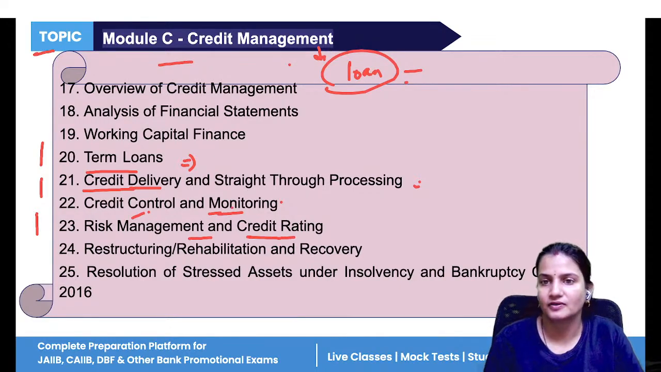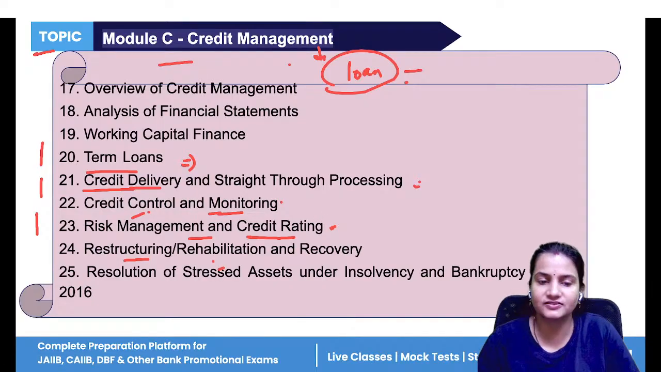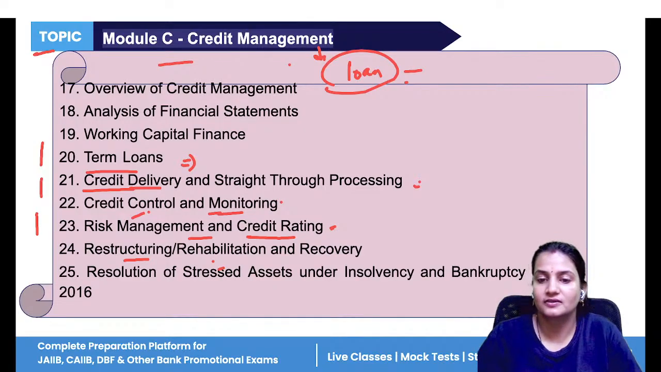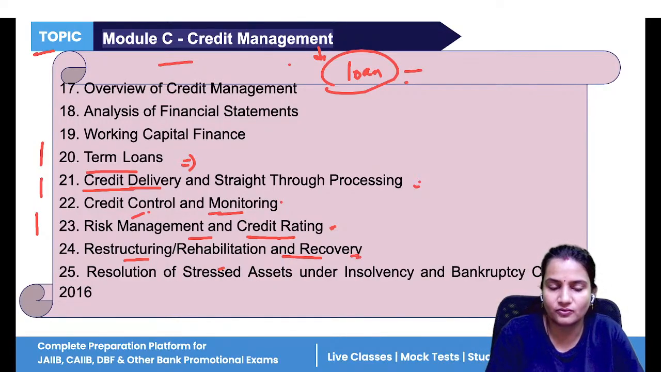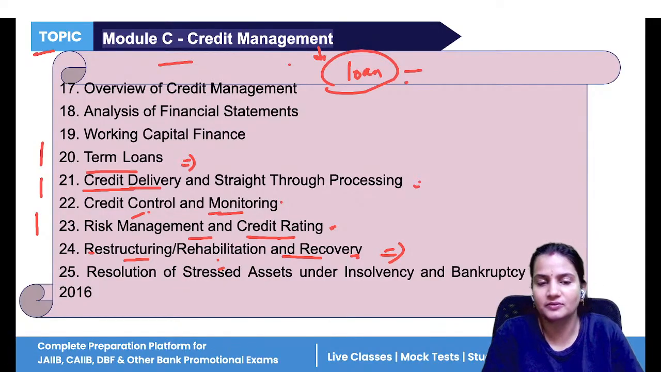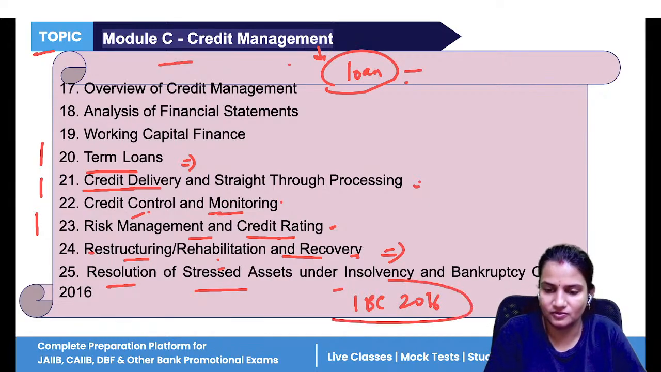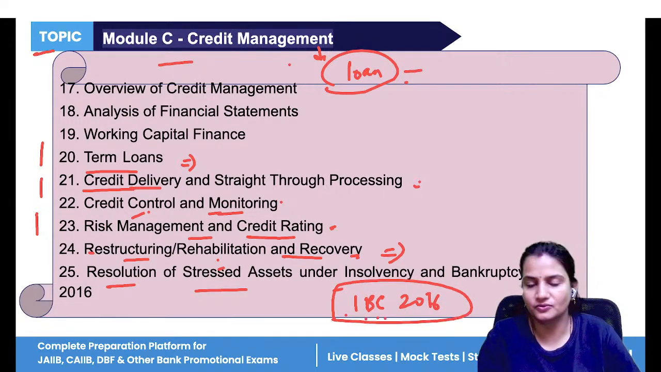Then we have risk also in managing funds, in managing loans. So how you can cope with those risks, how you can minimize those risks. Next is how to recover the money. If the borrower has defaulted, then the bank has three courses of action to recover their money. And if the bank is unable to recover its money from these, then the bank will use the last step, that is IBC 2016, the Insolvency and Bankruptcy Code 2016.